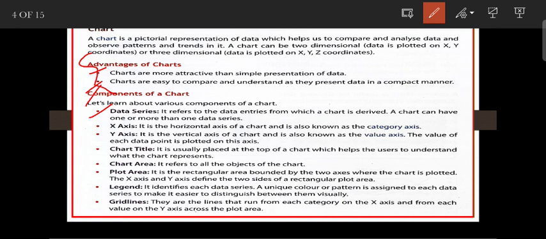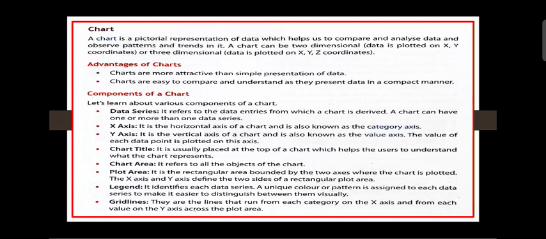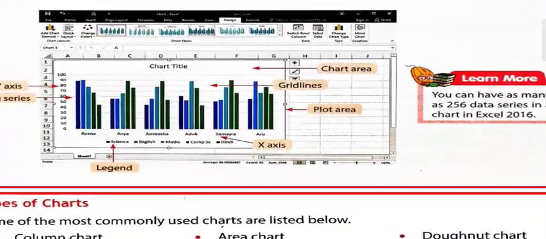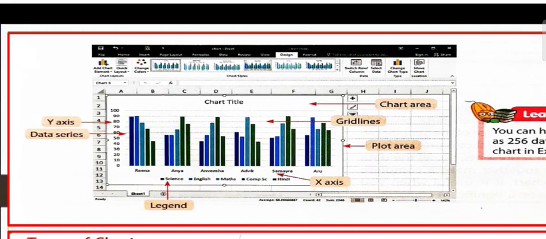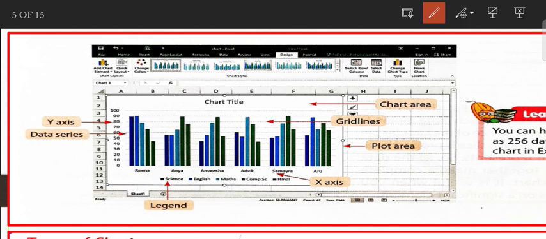Next is x-axis, and here you can see the image of a chart in Excel. So first is x-axis. Here you can see this is the x-axis. Rina, Oyona, these names are plotted on the x-axis. The x-axis is the horizontal axis of the chart, also known as the category axis.